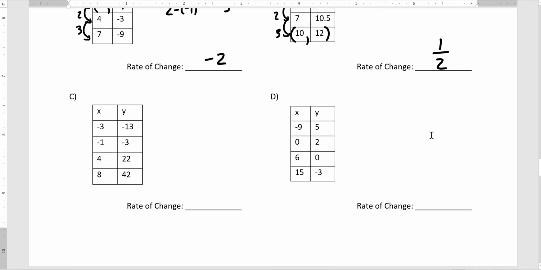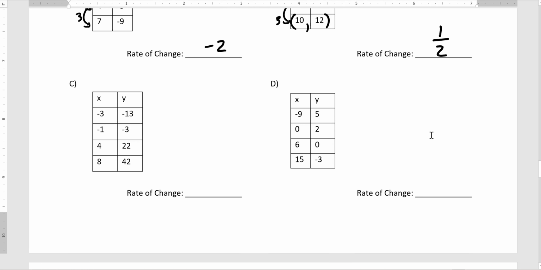Raise your hand if you have any questions. Otherwise, why don't you go ahead and try C and D on your own. Try to find the rate of change or the slope for the tables shown in C and D. Pause the video, and then we'll resume when you're ready to check your work.